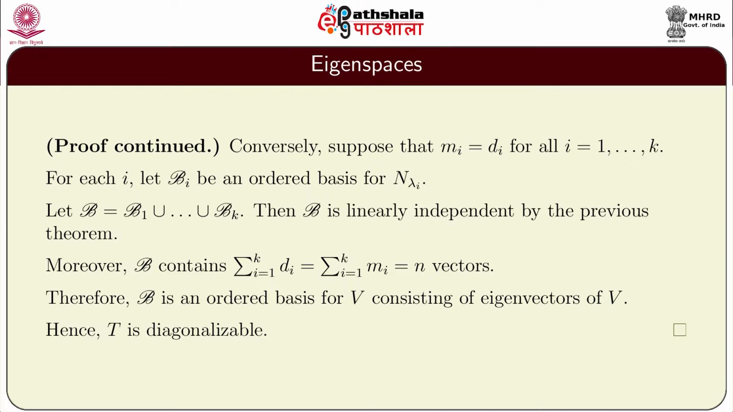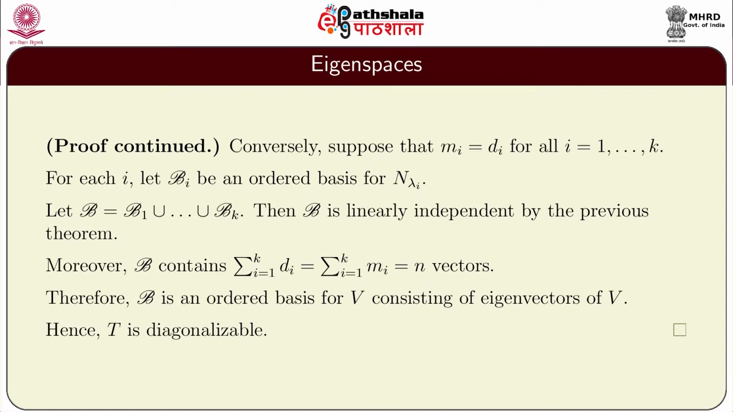Conversely, suppose that Mi is equal to Di for all i equal to 1 to k. For each i, let Bi be an ordered basis for the eigenspace N lambda i. Then we know that their union, which we call B, that is B1 union B2 and so on up to union Bk, is linearly independent by the previous theorem.